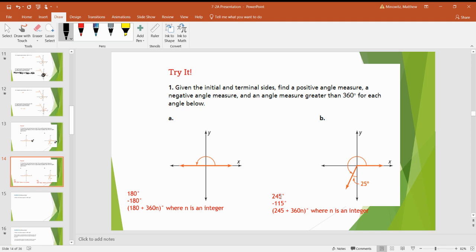A lot of times we're going to be dealing with the positive angle, but sometimes the negative angle might be more useful. And sometimes we just want to know the ending point, so we have to remove a lot of 360s to get it back to an angle between 0 and 360 degrees.